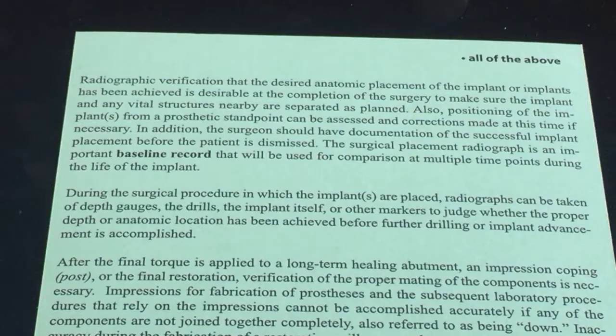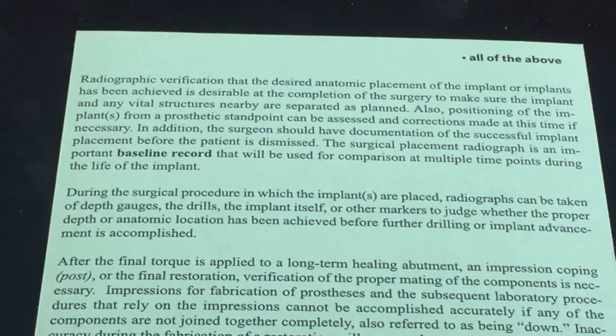The surgical placement radiograph is an important baseline record that will be used for comparison at multiple time points during the life of the implant. During the surgical procedure in which the implants are placed, radiographs can be taken of depth gauges, the drills, the implant itself, or other markers to judge whether the proper depth or anatomic location has been achieved before further drilling or implant advancement is accomplished.